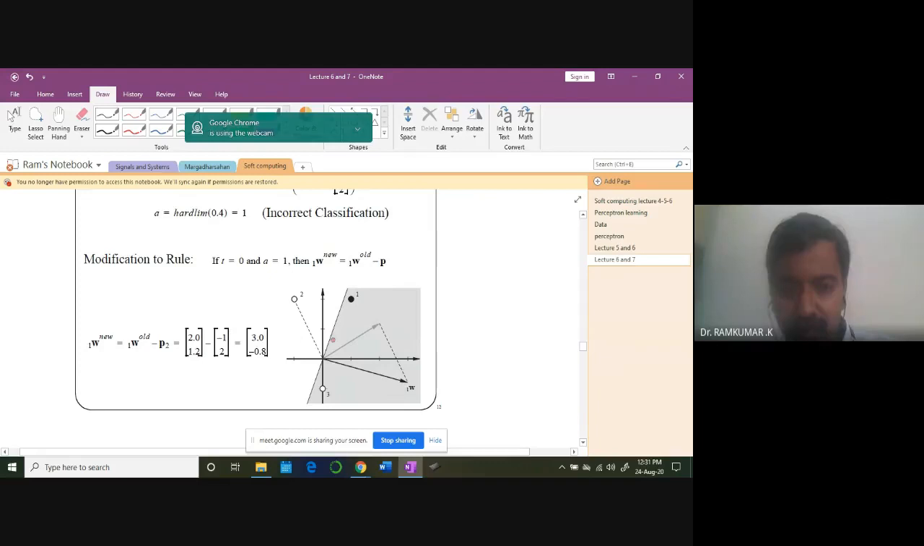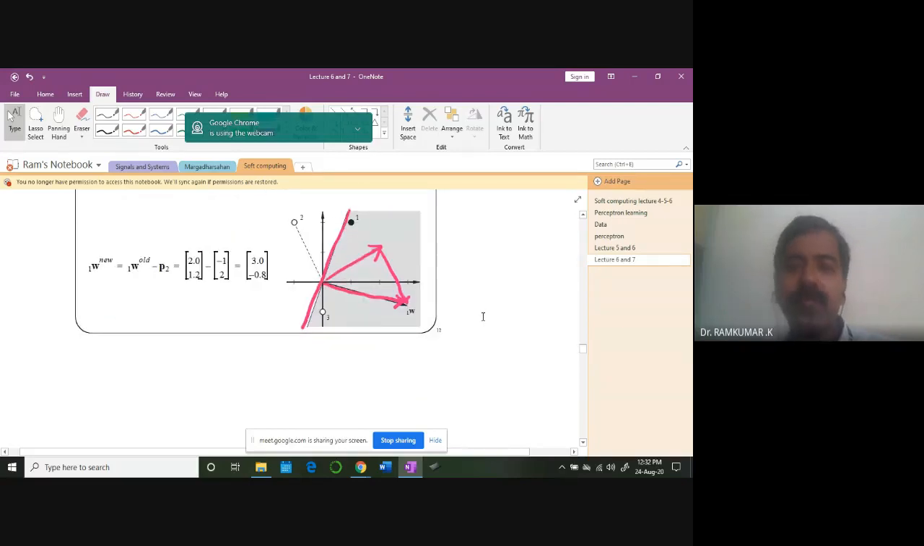Can you see it clearly now? So from this point, this is my initial weight now. From there, I am moving to a different point. So my line vector is going to be like this. Can you see it clearly? My line vector is this. Now in this case, what is the problem? Again, there is one misclassification. Can you see how the algorithm works?